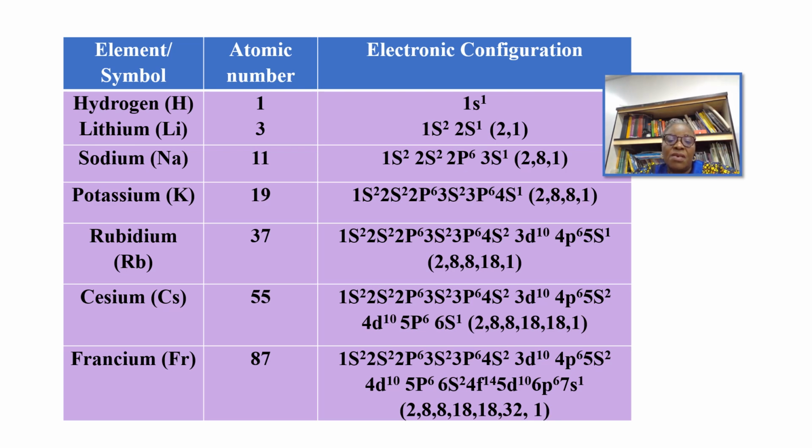Their electronic configuration always ends in the s shell, with hydrogen ending in 1s1, lithium 2s1, sodium 3s1, potassium 4s1, rubidium 5s1, cesium 6s1, and francium 7s1. It tells us that they have one valence electron always in their outermost shell. As students, it's important that we learn this electronic configuration.